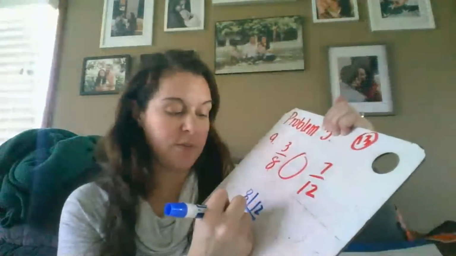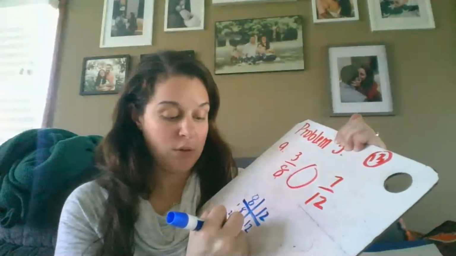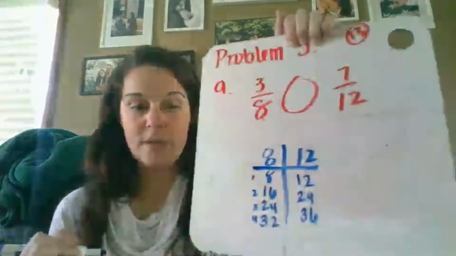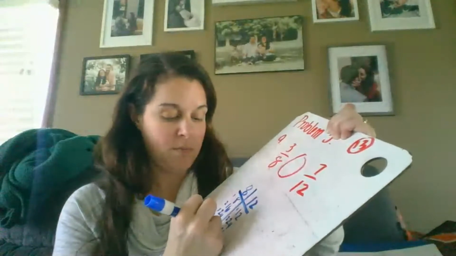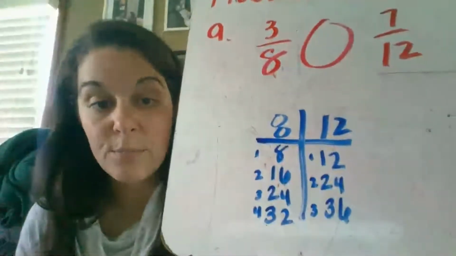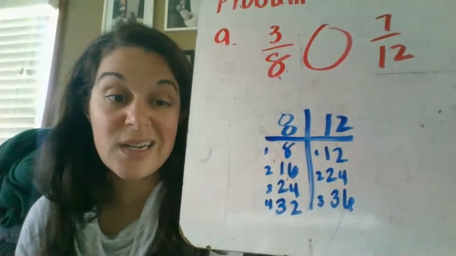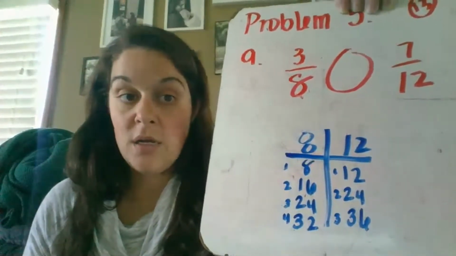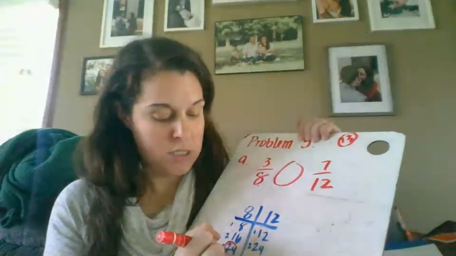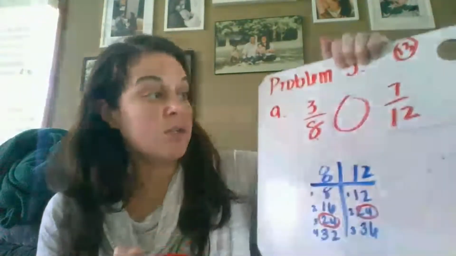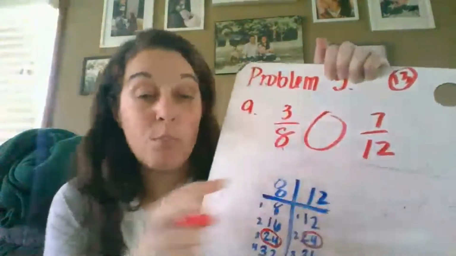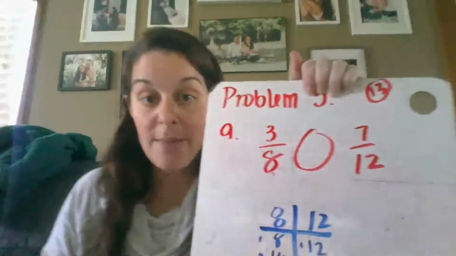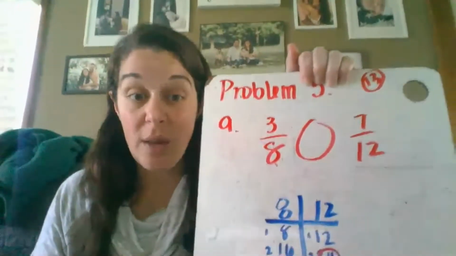Now I'm going to do my 12s. 12, 24, 36. I'm going to stop there and put my jumps. What number is in both of them that we could use that's common? It is 24. So now I have to change both denominators. In the problem before, we haven't had to change both denominators. So now we're going to have to do both of them.